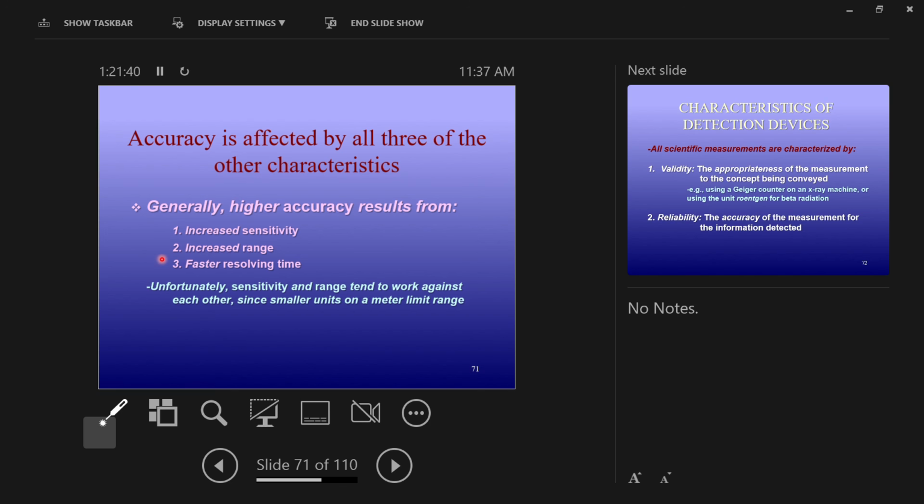And most importantly, resolving time, the time between ionization events. Again, if you can detect one event per second, then you cannot be more accurate than 1 becquerel. And if a decay source's rate is 10 becquerels, you cannot detect that. Okay? So resolving time is probably the most important.